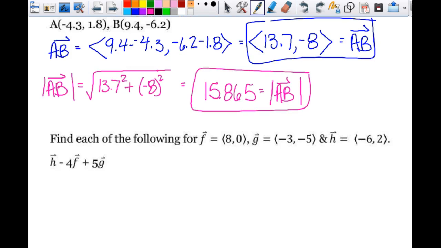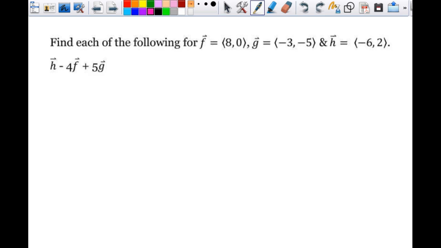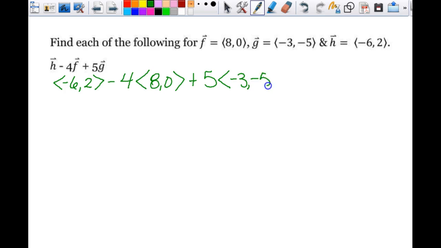Okay, let's look at this next one. Then I'll let you practice on a couple too as we get through it. But this one is your scalar multiplication, and it is just as simple as it looks. You are literally taking the vectors and substituting them in here for what we have. So vector H is -6, 2. Minus 4 times vector F, which is 8, 0. Plus 5 times vector G, which is -3, -5.